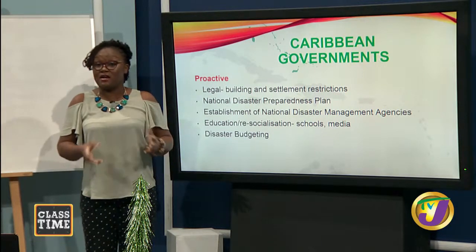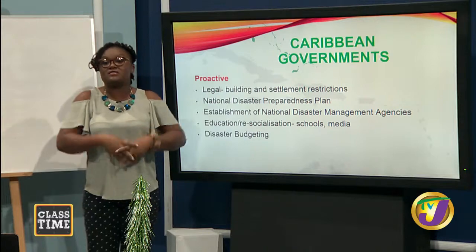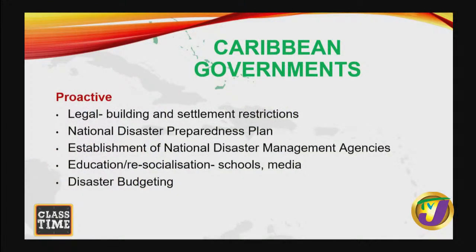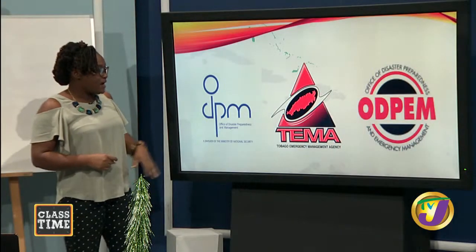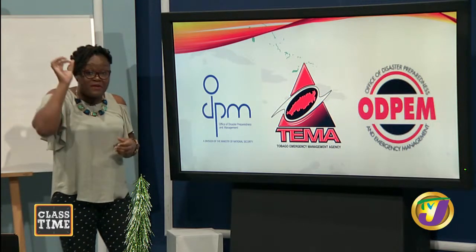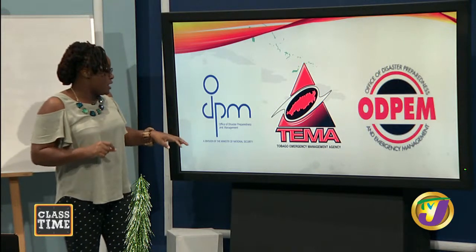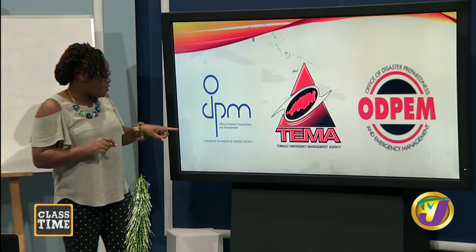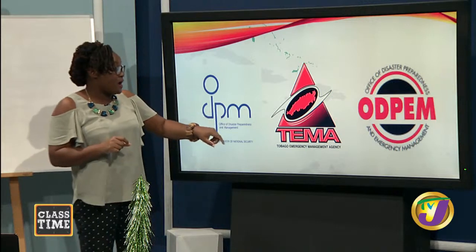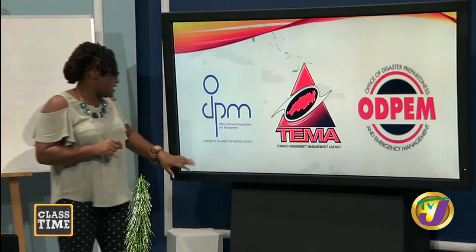And you go to the supermarket and you cannot get no mackerel and no sardine because everybody is stocking up on these things, you know. We must have a disaster budget. Because we know the thing go, we know the thing set. You must have a disaster budget. All Caribbean governments must. And so we have some examples here of Caribbean disaster management agencies in the individual countries, right? So in Trinidad, this is the Office of Disaster Preparedness and Management, very similar to Jamaica's ODPM. And we have TEMA, Tobago Emergency Management Agency. So we do have Caribbean countries who have these things in place.